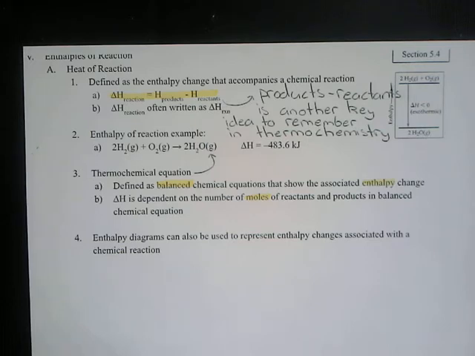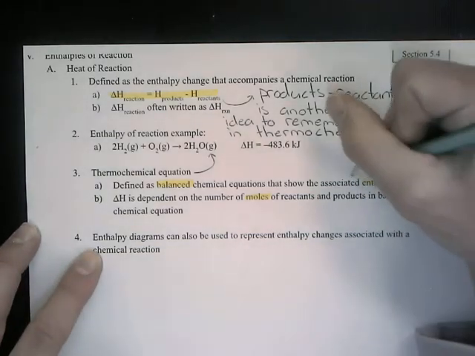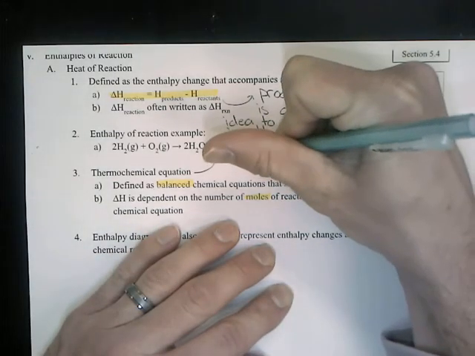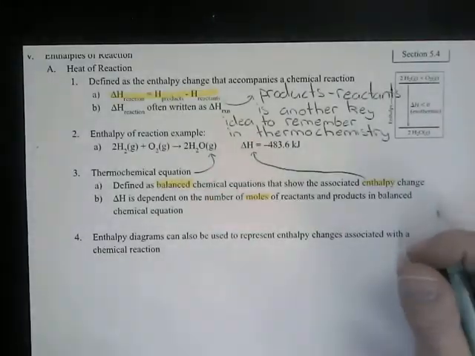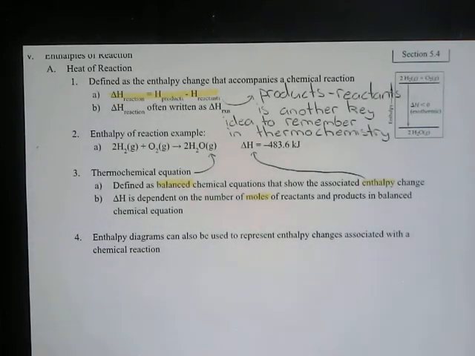So it's a chemical equation that shows the enthalpy change. I'll draw another arrow here, and that's just saying delta H here. Now, delta H is dependent on the number of moles of reactants and products in the balanced chemical equation. And we'll get to that here in a minute when we go over the guidelines for thermochemical equations.